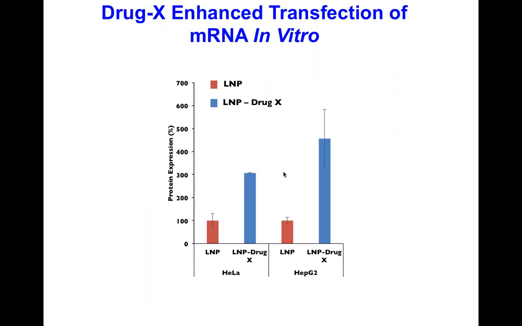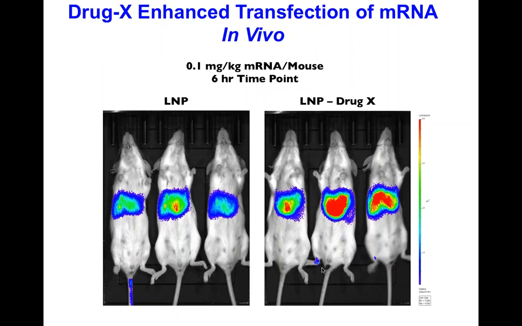Once we now have them in the formulation with the LNP, the earlier one was just a mixture, we start to see an increase in HeLa cells as well as HepG2s, around 2 to 5 fold. And then using the same formulation, we compared if we can improve the mRNA delivery in vivo.